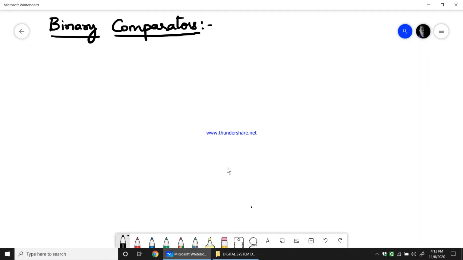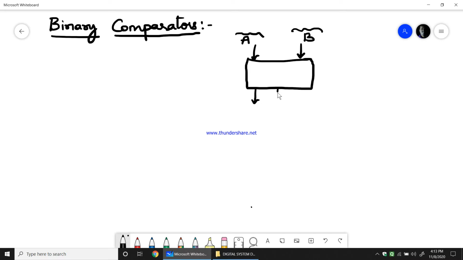Now we'll see what binary comparators are. Binary comparators will always have two sets of inputs, where one set of inputs we'll assume is A, and the other set of inputs, let us assume, is B. Set of inputs means this is not a 1-bit input, this can be more than one input. So we compare A bits with B bits, and then the comparator will give you three different outputs. Three outputs will always be given by the binary comparator.